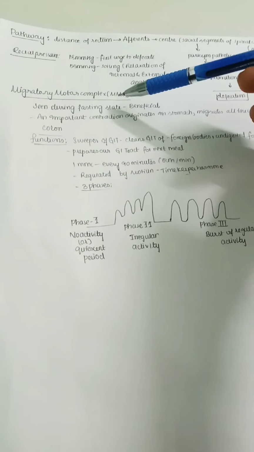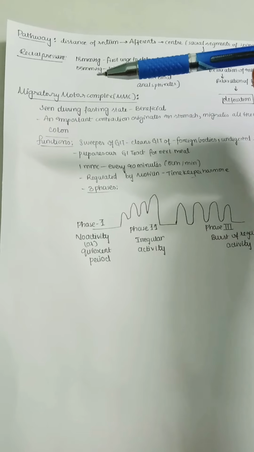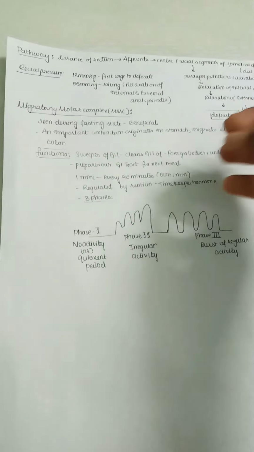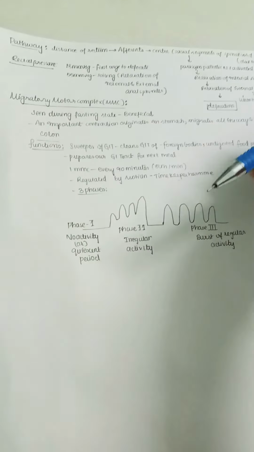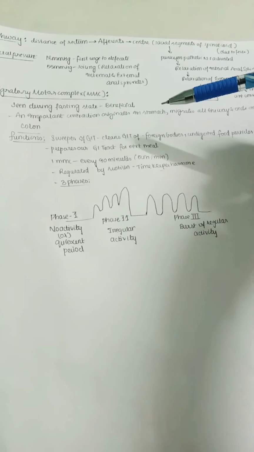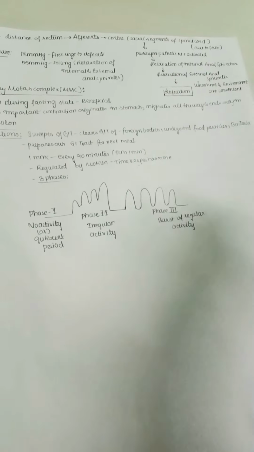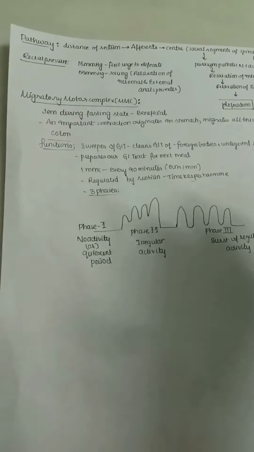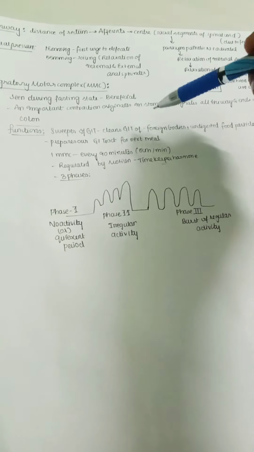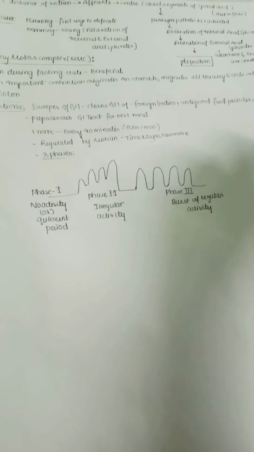Now let us see the migratory motor complex. It's also called MMC. It is seen during the fasting stage, so it's beneficial. Whenever a person is fasting, all the bad material, undigested foreign material, and waste present in the stomach will get out. So it's good to do fasting. All important contractions originate in the stomach, migrate all the way, and end only in the colon.